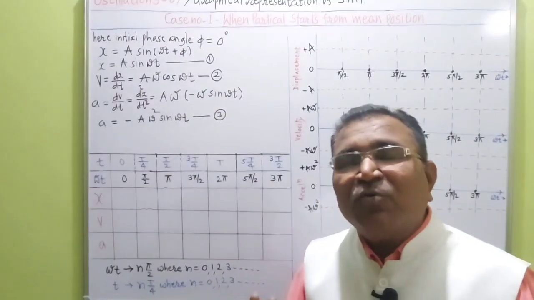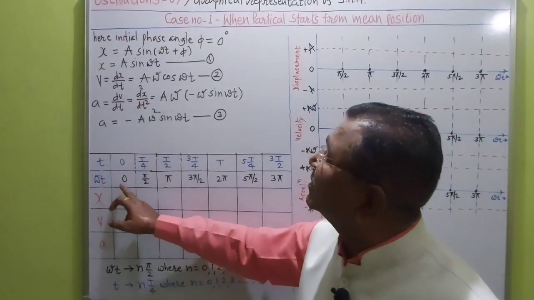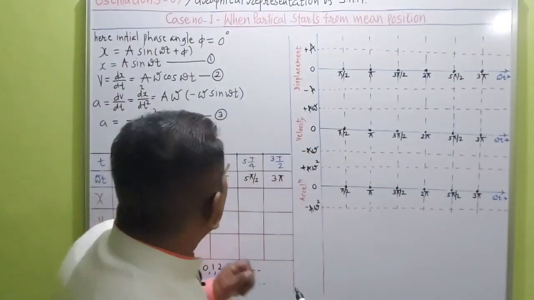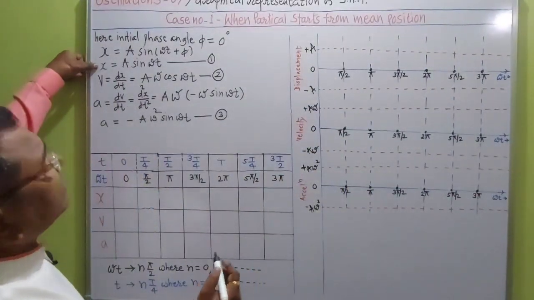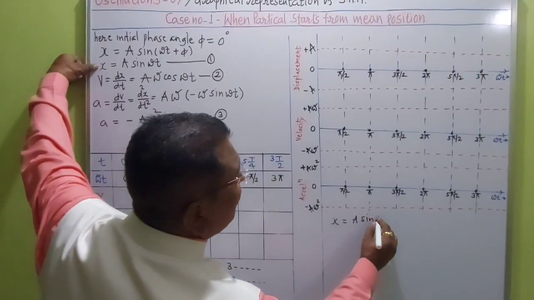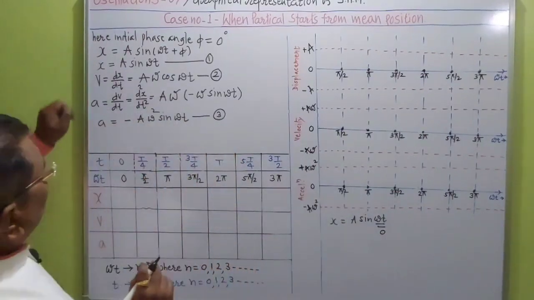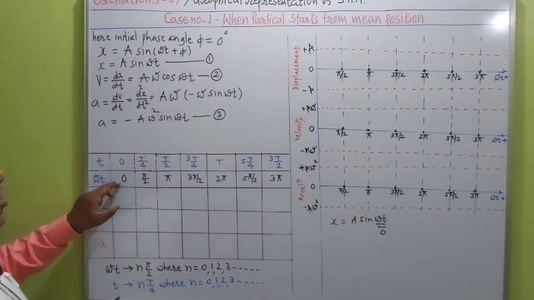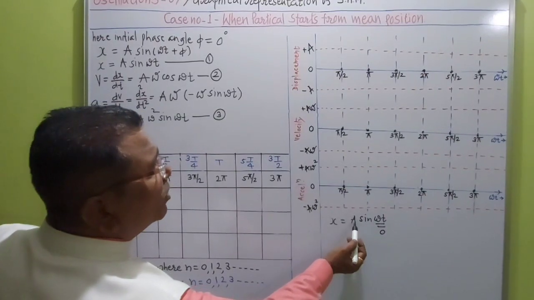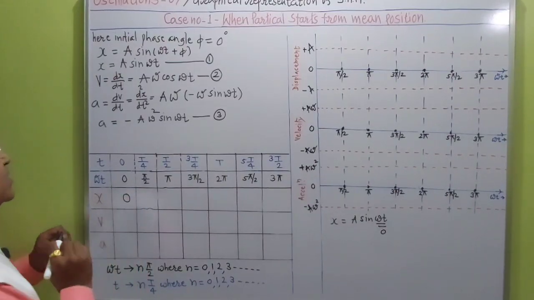Now we have to find the values of displacement, velocity and acceleration by considering omega t is equal to 0. See here, now, very simple. What is the formula of displacement? x is equal to capital A sin omega t. Put omega t is equal to 0. Sin 0 is equal to 0, 0 into A is equal to 0. So we get displacement is equal to 0.